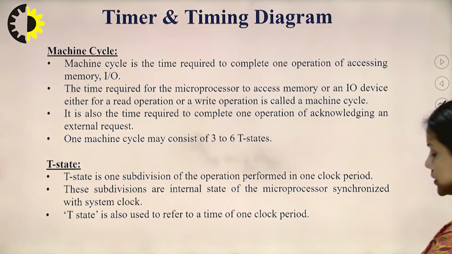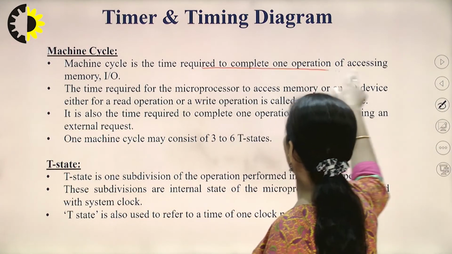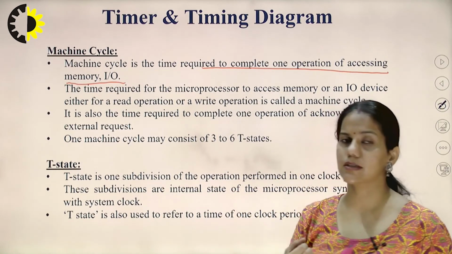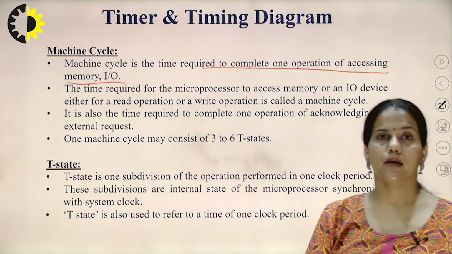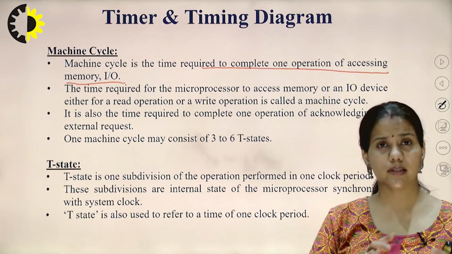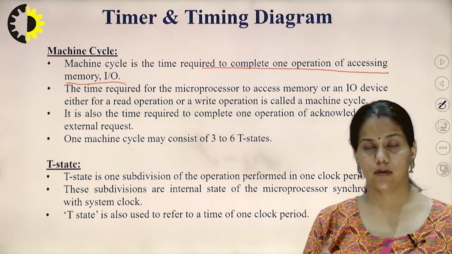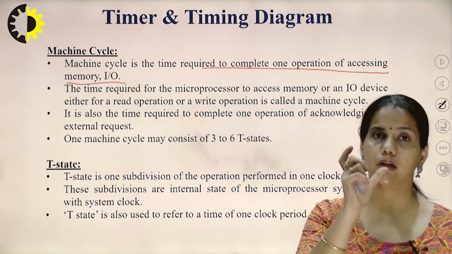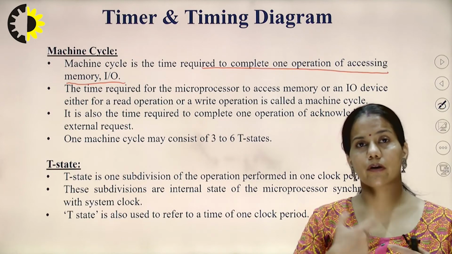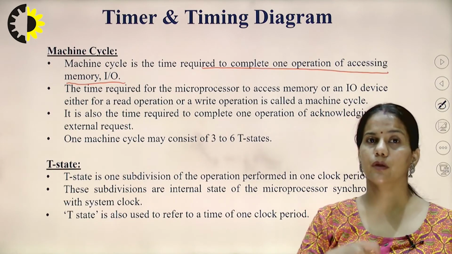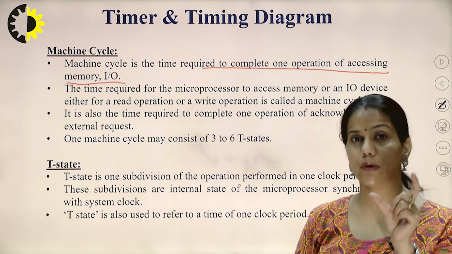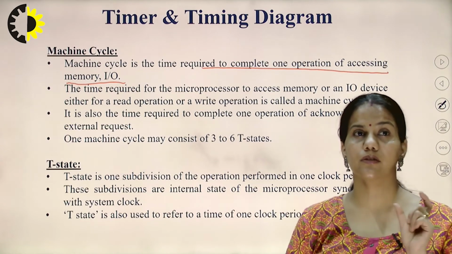When we talk about the machine cycle, it is the time required to complete one operation of accessing the memory or input output. As I have already told, the types of machine cycles available in 8085 are opcode fetch, memory read, memory write, input output read, input output write. So these are all the operations. The time taken to complete a particular operation, that is either reading from the memory, or writing to the memory, or reading from the input output port, or writing to the input output port, all these are small operations. So the time taken to complete one particular operation is known as a machine cycle.